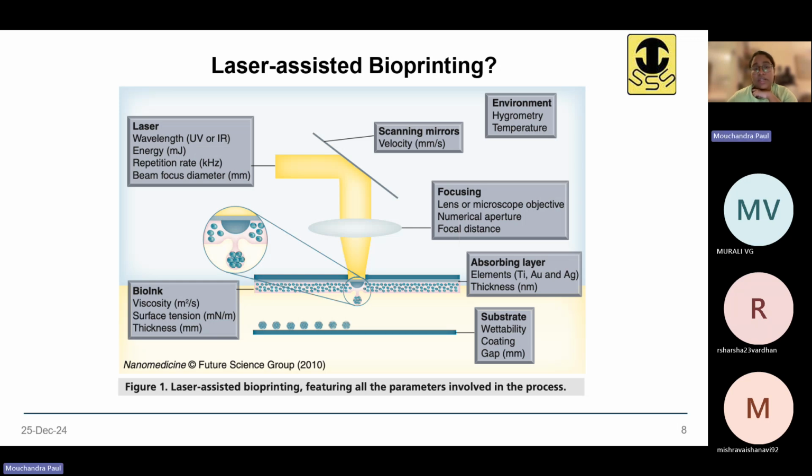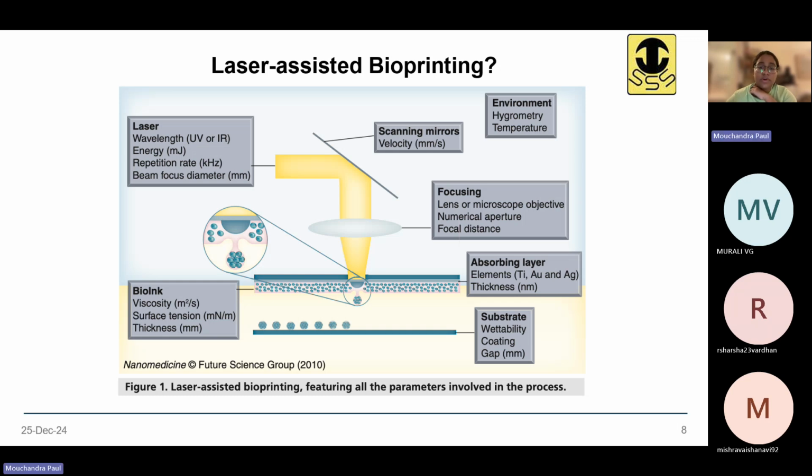But the same point that I'll repeat again is that the energy of this laser determines how much volume of the droplet will be ejected. And for the droplet to form, one should cross the minimum threshold energy. Then only the droplet will be formed.